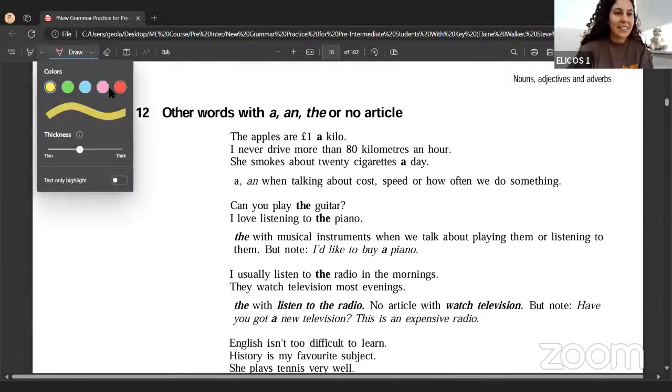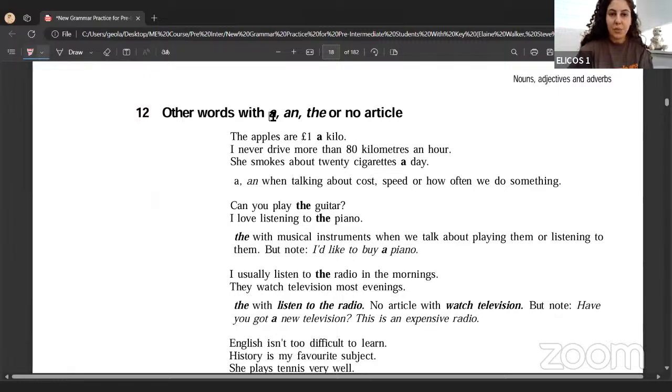So now we're looking at other words with a, an, the, or no article. So now we're using all our rules, everything together that we have learnt slowly, step by step. So a and an, remember, are the indefinite article, and the is the definite article, and then no article means no a, no an, no the. So no three of them.